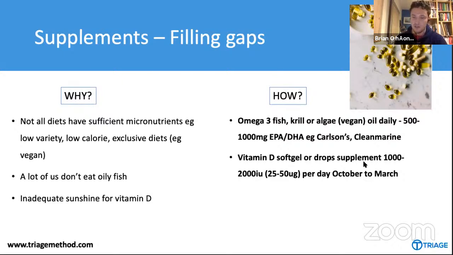So soft gels or drops, it's hard to go wrong, but I prefer soft gels or drops versus tablets. I have to generalize here in terms of the amount, because ideally you would get your blood levels checked and then supplement based on that. But I could tentatively say that 1,000 to 2,000 IUs per day, which is the same as 25 to 50 micrograms, this time of year certainly is a good place to start.